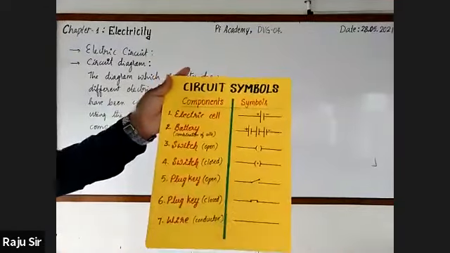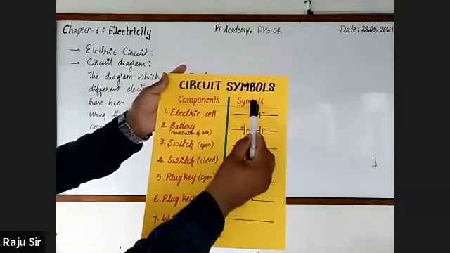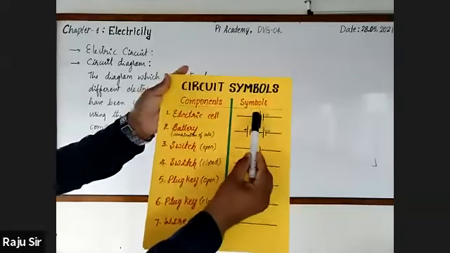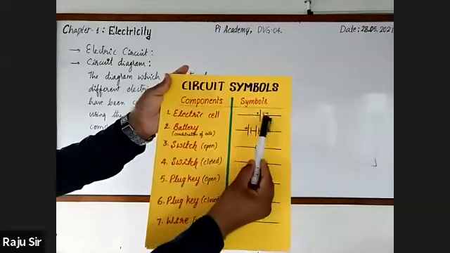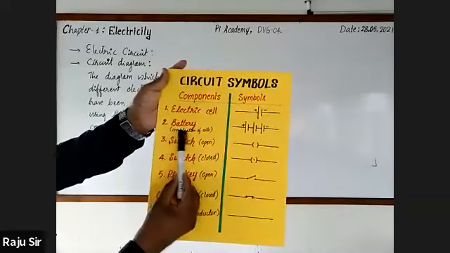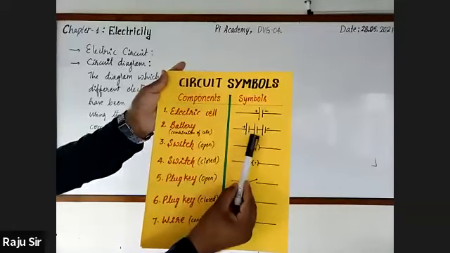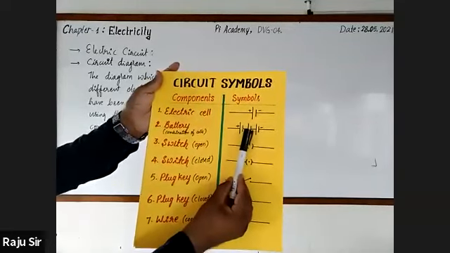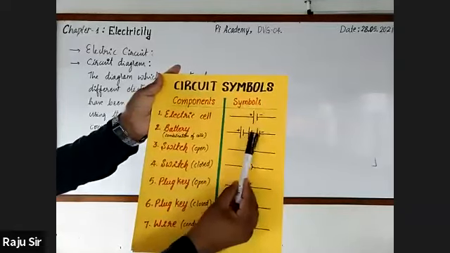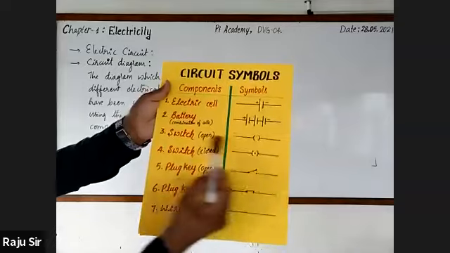Just observe. Here, first one, electric cell. This is the symbol. We have drawn a longer line and a shorter line. The longer line represents the positive terminal, the shorter line represents the negative terminal. Battery is a combination of more than one cell. Here we have taken three cells. See that positive, negative, and this negative terminal of the first cell is connected to the positive terminal of the second cell. Similarly, it is continued.